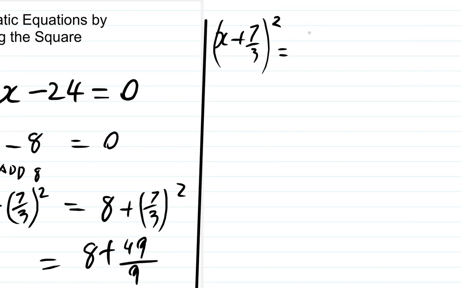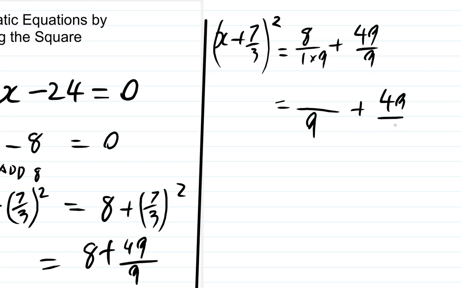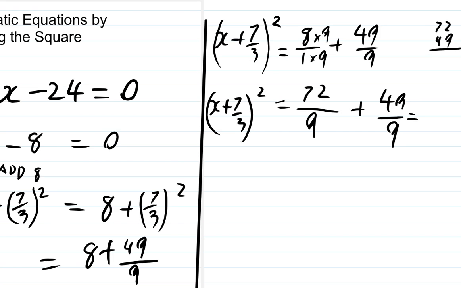Now, you could use common denominators to work it out. 8 over 1 plus 49 over 9. If you multiply the 1 by 9 to get common denominators, you have something over 9 plus 49 over 9. And the two numerators, the two things at the top, you just add them together. If you multiply the bottom by 9, you must multiply the top by 9 too. 8 times 9 is 72. So this is x plus 7 thirds squared is equal to 72 plus 49 over 9. What is 72 plus 49 again? 72 and 49, 9 and 2, 11, bring down the 1, carry 1, 7 and 4, 11, and 1 is 12, 121. Alright, so it's 121 over 9.